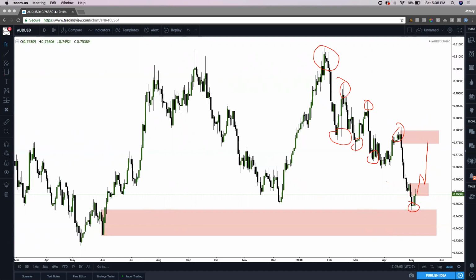So we just went over how to determine an ICT order block. Did you miss it?